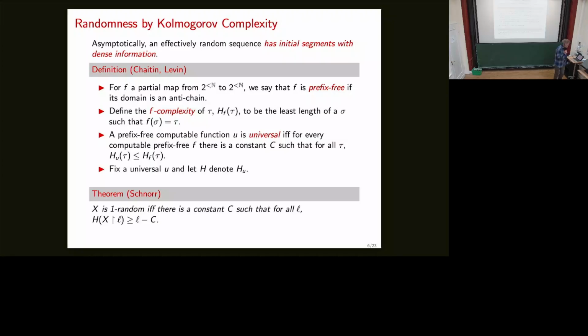Okay, and then the theorem is that these two aspects of randomness coincide to identify the same family of binary sequences as random. So an infinite sequence X is random, or effectively random, if and only if there's a constant C such that for every length L, the initial segment of X of length L has complexity greater than or equal to L minus C. Okay, so up to an additive constant, the information in the initial segments of length L has size L.